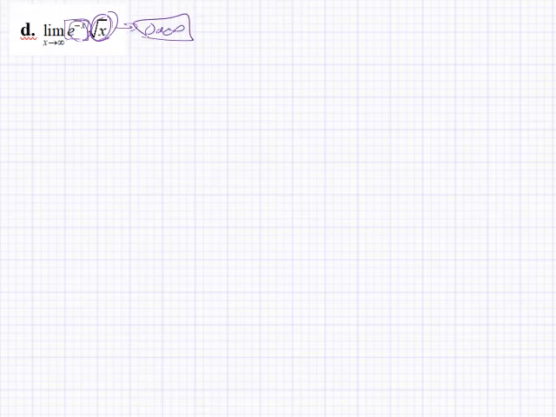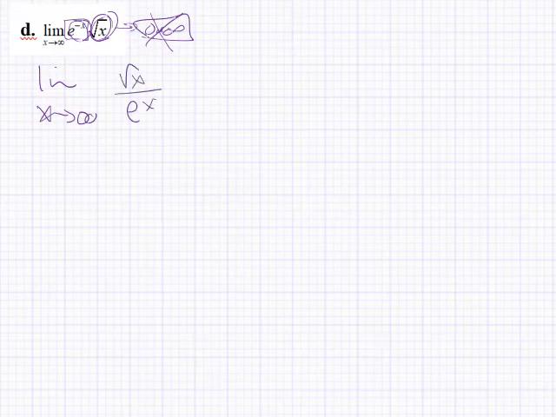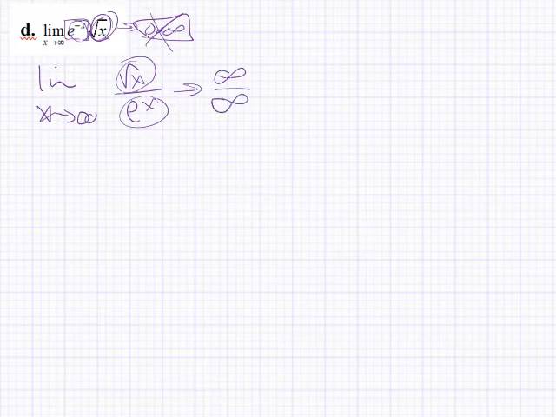So what are we going to do? Well, what we need to do is to apply L'Hopital's rule. We can't look at it that way. We have to look at it as a fraction. So I do the limit as x approaches infinity of square root of x over e to the x. Now, as x goes to infinity, this is going to get bigger, this is going to get bigger, so this is going to infinity over infinity. Now I can apply L'Hopital's rule.